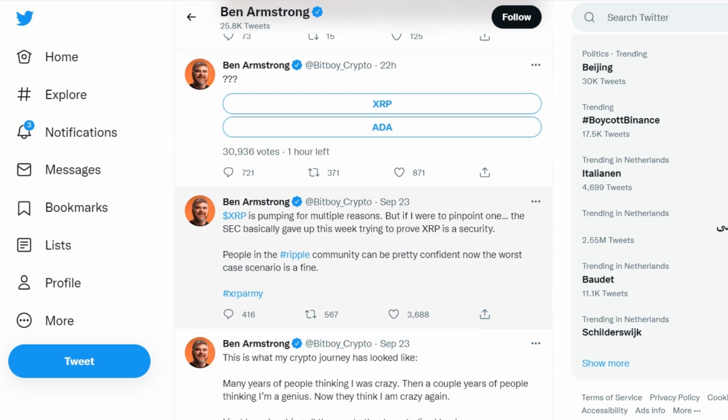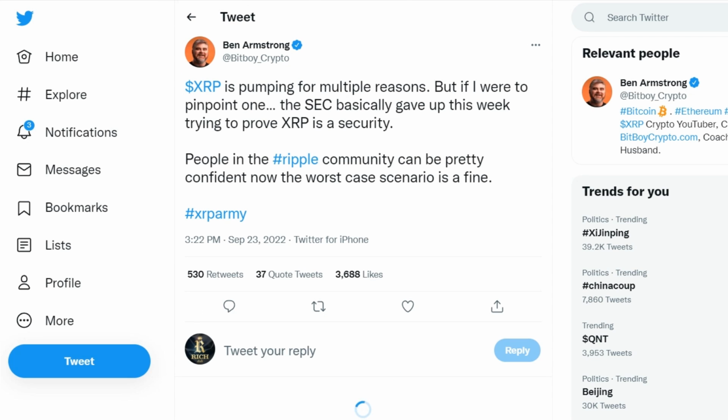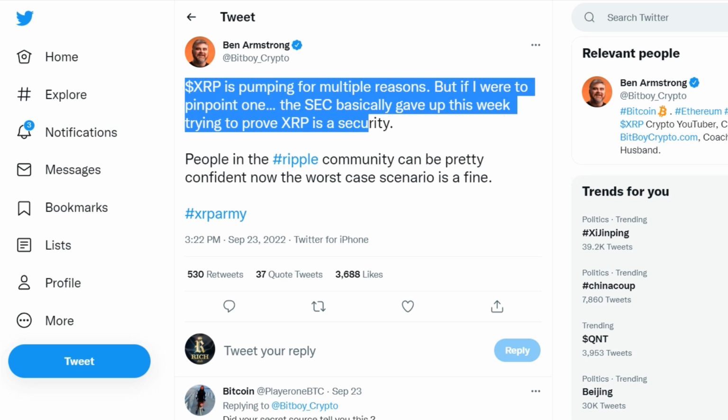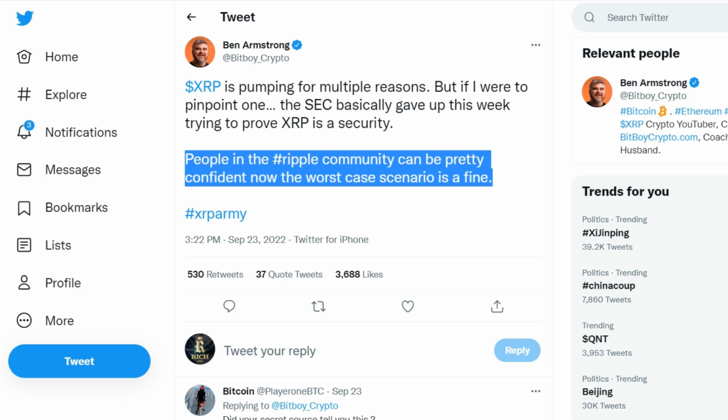XRP is growing for several reasons. But if I had to single out one, the SEC actually gave up this week trying to prove that XRP is a security. People in the Ripple community can be pretty sure that now the worst-case scenario is a fine, he said. Deaton's lawyer's reaction. The YouTuber's tweet provoked a reaction from various members of the Ripple community, including lawyer John Deaton, who represents the owners of XRP in court.